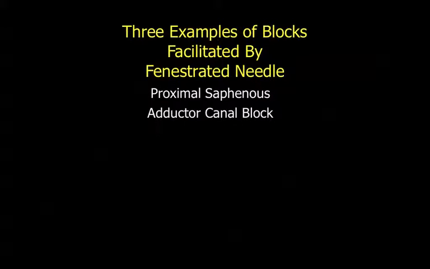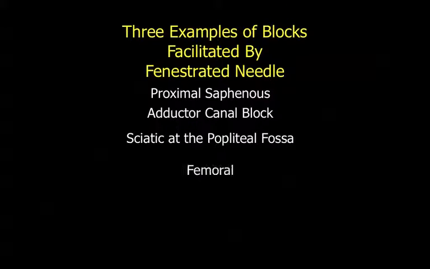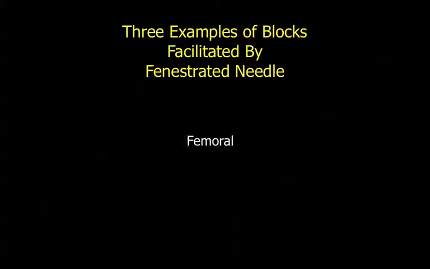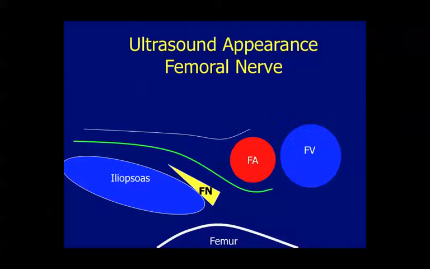We have three broad areas that we'd like to consider. First, proximal saphenous or adductor canal blocks, the sciatic nerve at the popliteal fossa, or the femoral nerve. In this case, we're going to deal with the femoral nerve. If we look at this artist rendition of the inguinal region, we can see that the fascia iliaca overlies the iliopsoas and femoral nerve laterally and then passes medially deep to the femoral vessels.